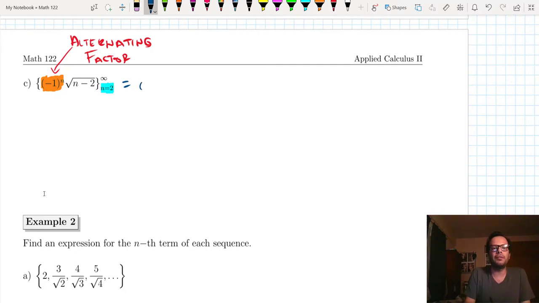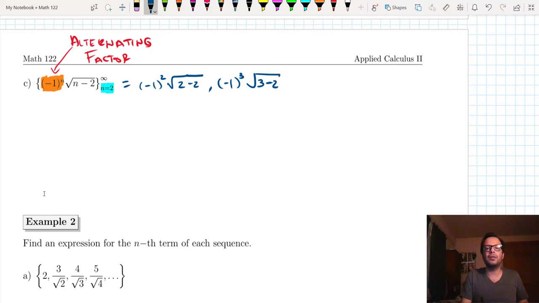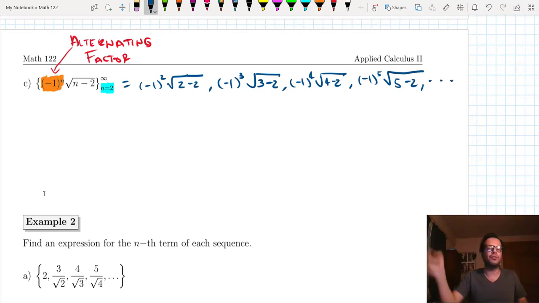So we expand this to negative 1 to the second power times the square root of 2 minus 2, comma, negative 1 to the third power times the square root of 3 minus 2, comma, negative 1 to the fourth power, square root of 4 minus 2, and negative 1 to the fifth power, square root of 5 minus 2. So just 4 terms, comma, dot, dot, dot. This goes on forever.